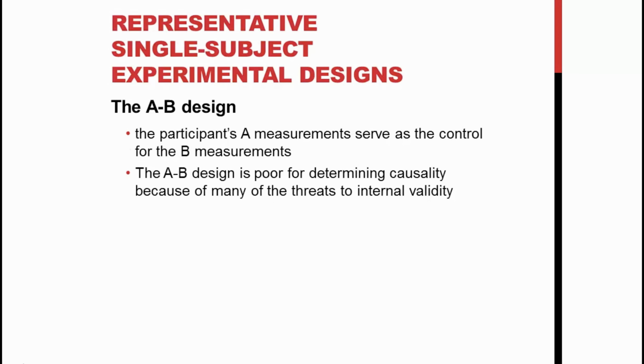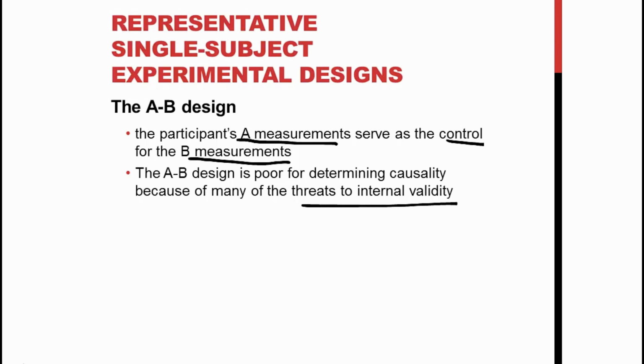The A-B design is very simple, but it acts much in the same way as our basic control group, experimental group design does in studies that have more people. Essentially, when we look at the participants' A measurements, they are acting like the control condition, whereas the B measurements are acting like the experimental group. And so the A-B design has some amount of internal validity, but it's not high in internal validity.